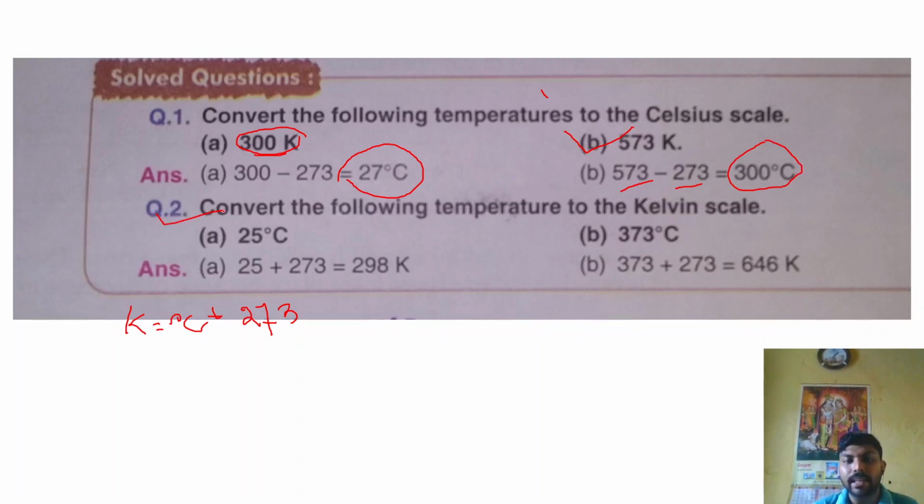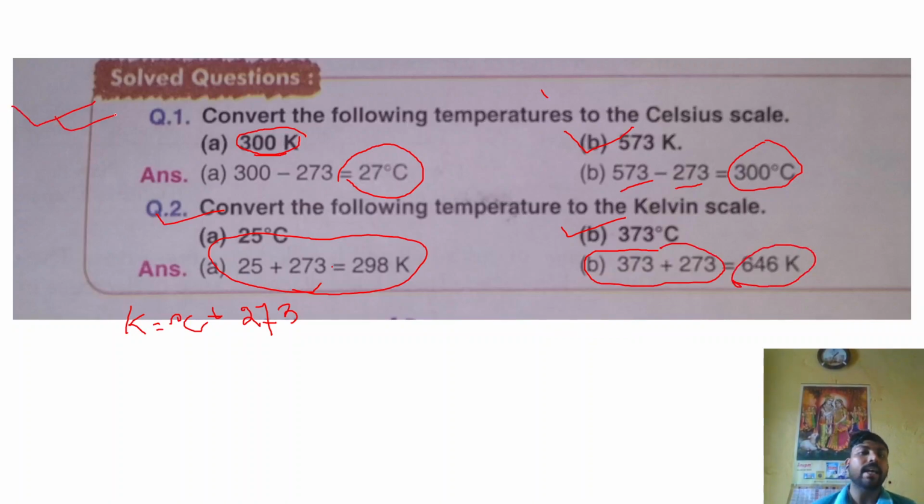Next, if the temperature is given in degree centigrade and we ask you to convert into the Kelvin scale, you can easily do it by adding 273. Suppose 25 degree centigrade is there, you just add 273 and you get 298 Kelvin. And if I have the temperature 373, you add 373 with 273 and you get 646 Kelvin. So like this you can easily convert any temperature from Celsius to Fahrenheit or Celsius to Kelvin.